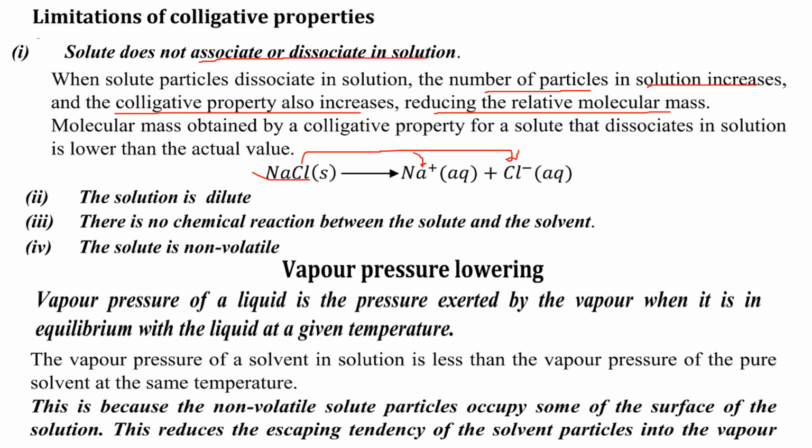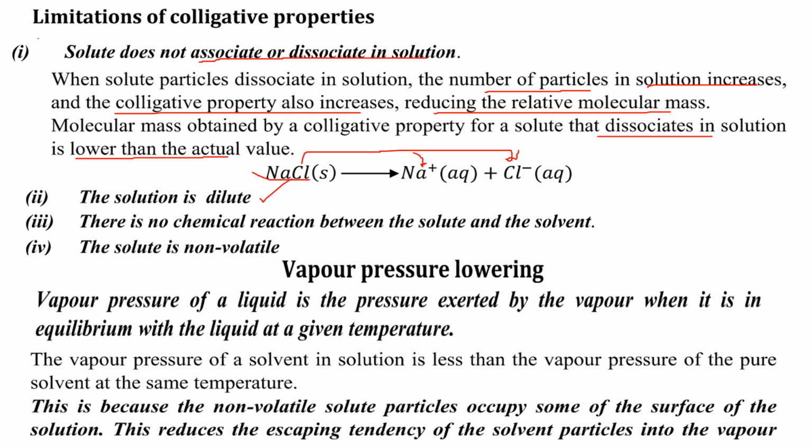So the molecular mass obtained from colligative property for a solid that dissociates in solution is therefore going to give us a lower value, because with dissociation we are increasing the number of particles in the solution. Once we increase the number of particles, we increase the value of the colligative property, and since colligative property is inversely proportional to relative molecular mass, the relative molecular mass lowers. So the higher the value of colligative property, the lower the relative molecular mass, and the lower the value of colligative property, the higher the relative molecular mass. So number 2, the solution must be dilute.